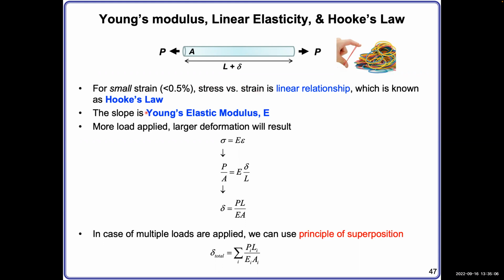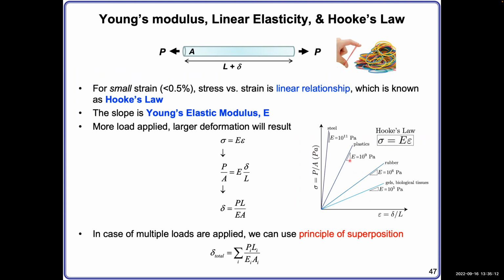When these two are plotted, stress versus strain, you will see that different materials have different slopes. A higher slope means a stiffer material, and this slope is called Young's elastic modulus, named after Thomas Young, a very famous, very talented scientist.